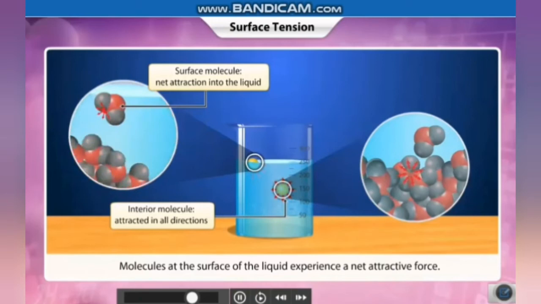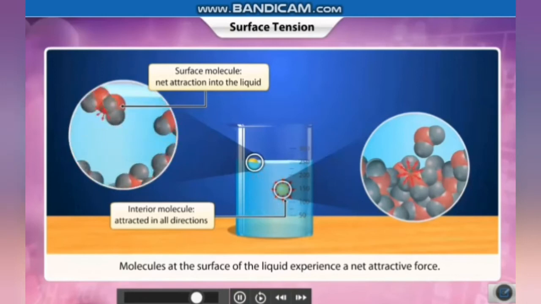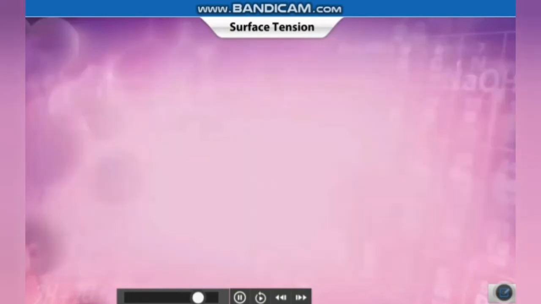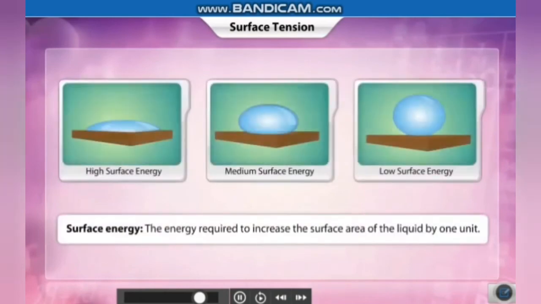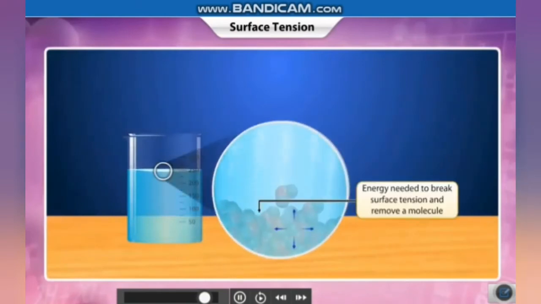Liquids tend to minimize their surface area. Molecules at the surface have more energy than the molecules in the bulk as they experience a net downward force. The energy required to increase the surface area of the liquid by 1 unit is the surface energy. This energy is needed to break the surface tension and remove a molecule. Such energy is called the surface energy.